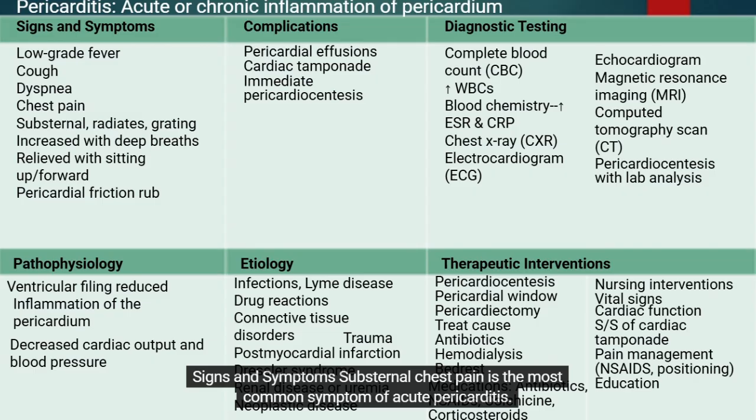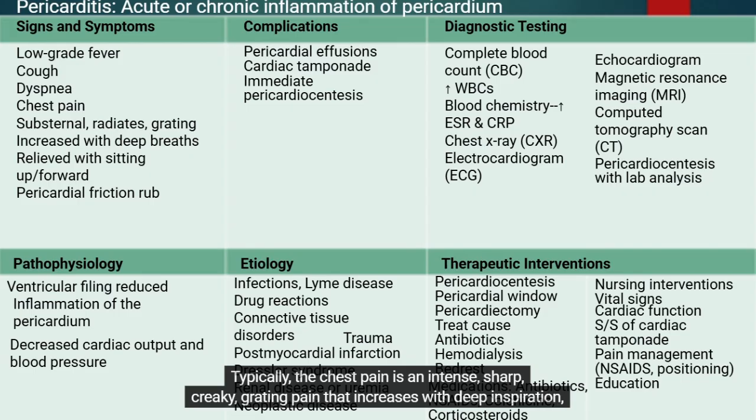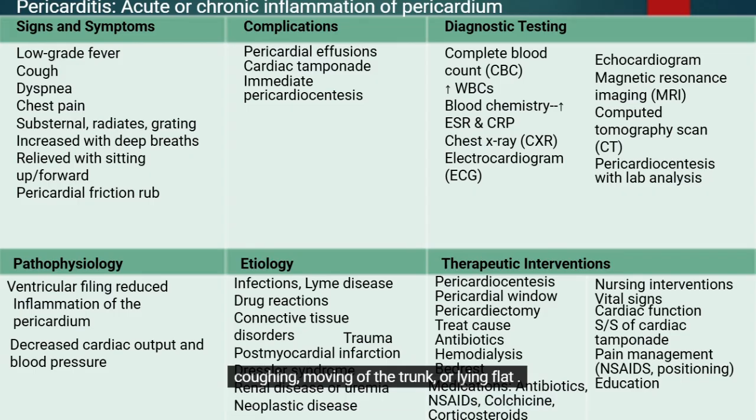Signs and symptoms: substernal chest pain is the most common symptom of acute pericarditis. What does substernal mean? Below the sternum. It may radiate to the clavicle, neck, and left scapula. Typically, the chest pain is an intense, sharp, creaky, grating pain that increases with deep inspiration, coughing, moving of the trunk, or lying flat. For some, the pain may just be a dull ache. The pain is often relieved by sitting up and leaning forward.